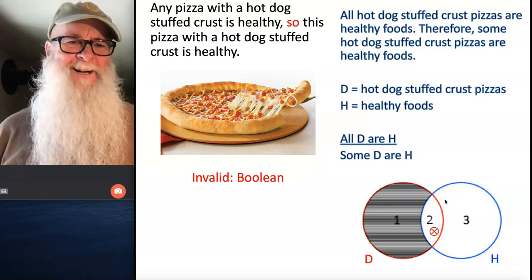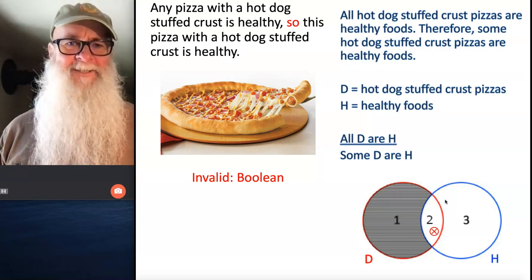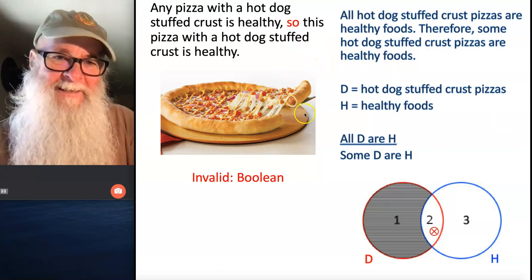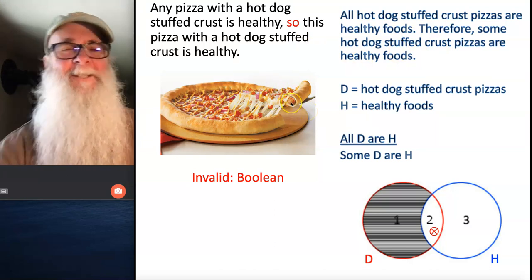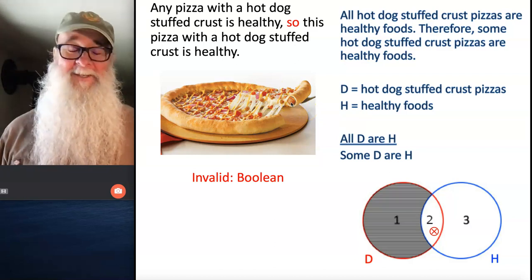I wonder, do hot dog stuffed crust pizzas actually exist? I mean, I see one in the photo here, but that seems so gnarly as a food that I have a hard time imagining they actually exist. So I don't know whether these things actually exist.